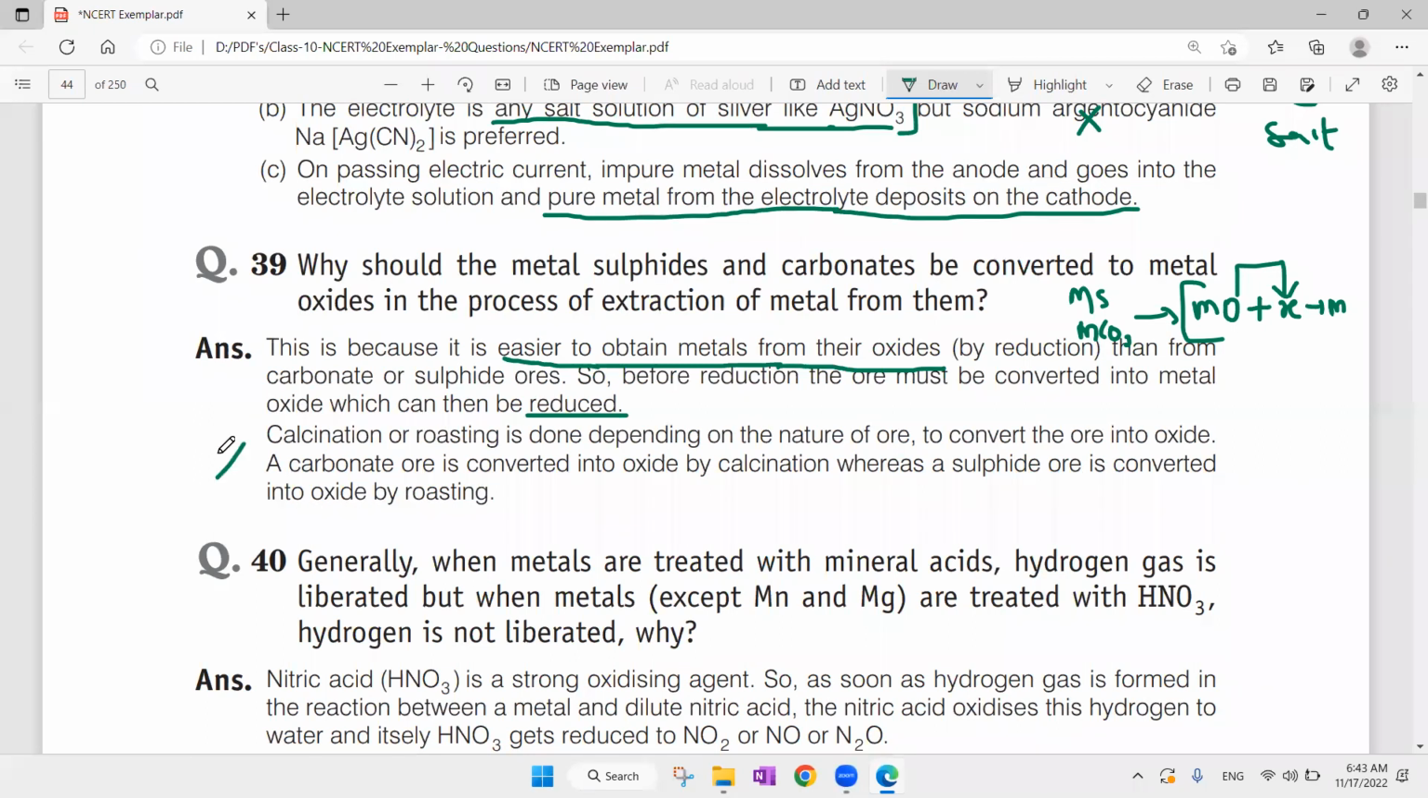This is not required to write because nothing they are asking. They are asking why sulfides and carbonates can be converted to metal oxide in the process of extraction of the metal. So this paragraph is more than enough. No need to write this.